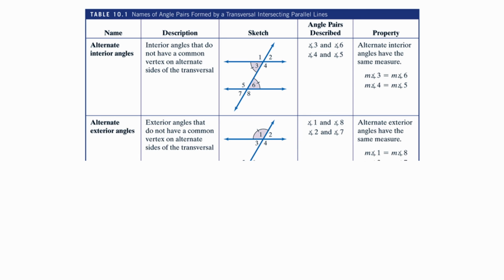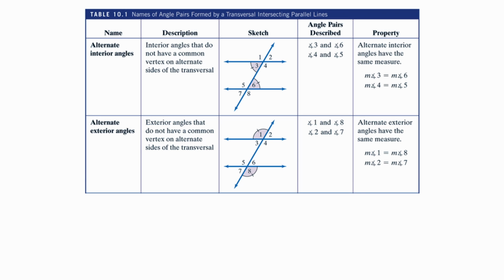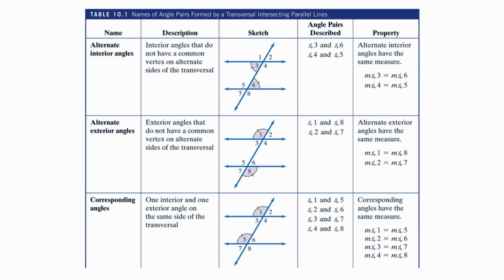Then we have alternate exterior angles, which are similarly defined, except now they're on the outside of those parallels. So we're talking about things like 1 with 8, along with 2 and 7, and these also have the same measure. The measure of 1 is equal to the measure of 8, the measure of 2 is equal to the measure of 7. And then finally we have corresponding angles, where these are the ones that are 1 interior, 1 exterior of the parallels along the same side of the transversal. So 1 with 5, 3 with 7, 2 with 6, and 4 with 8, where corresponding angles also have the same measure.